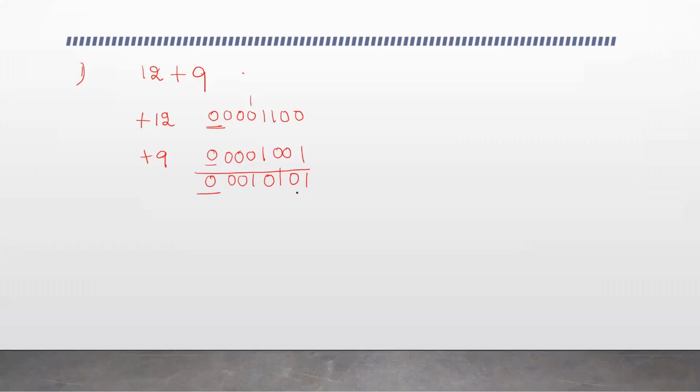So how do you calculate what this number is? This is 2 power 0, 2 power 1. Here we have 0, so we don't have to consider that. Then 2 power 2, 2 power 3 and 2 power 4. So what is 2 power 4? It is 16, plus 2 power 2 is 4, plus 2 power 0 is 1. That gives us 16 plus 5, which is 21.